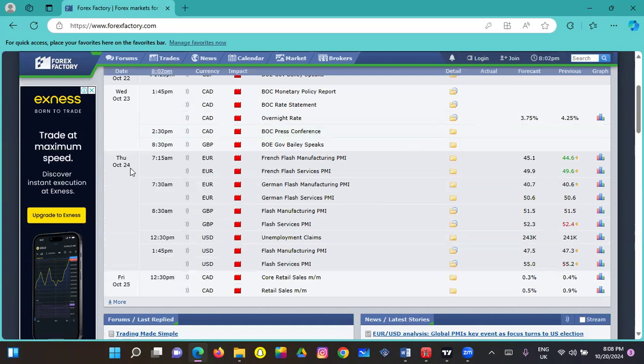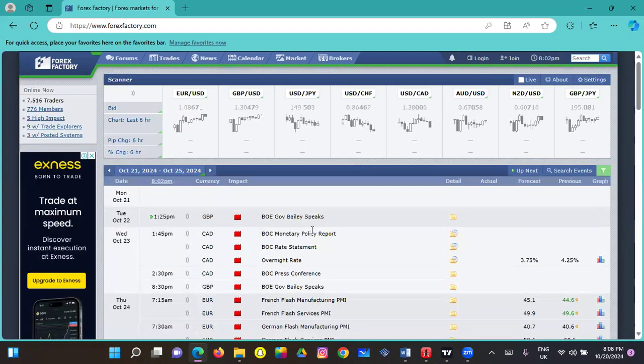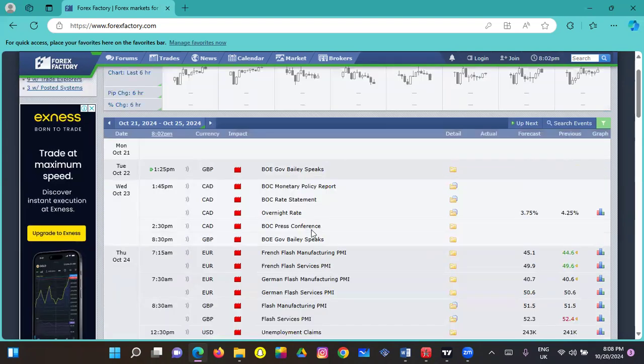Yes, it's possible. Looking at it here, Thursday will be a very, very volatile day, so you have to trade carefully and cautiously. And on Friday, the core retail sales for the Canadian dollar will come out. So basically, this is what we have fundamentally.